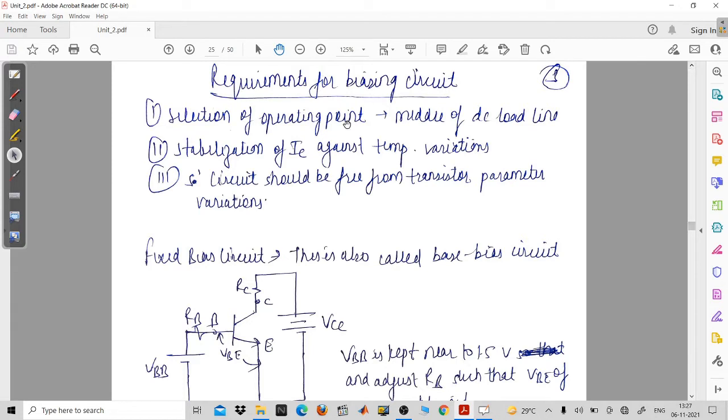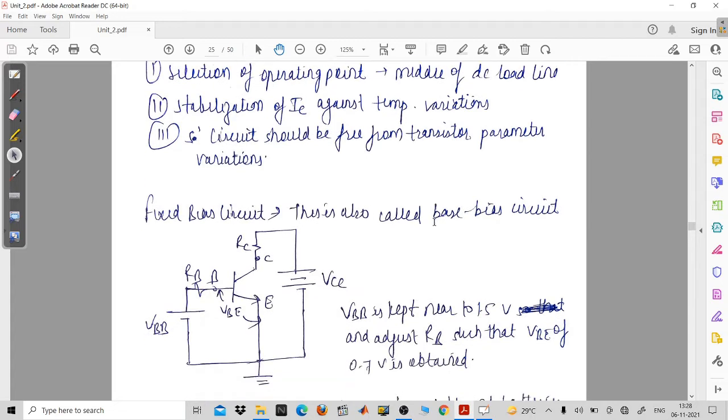Then you will have to stabilize your IC against the temperature variations, because if the temperature varies, then it will vary your ICBO, and that is going to vary your IC also. And IC should be free from the transistor parameter also. Now what is transistor parameter? Transistor parameter is beta.